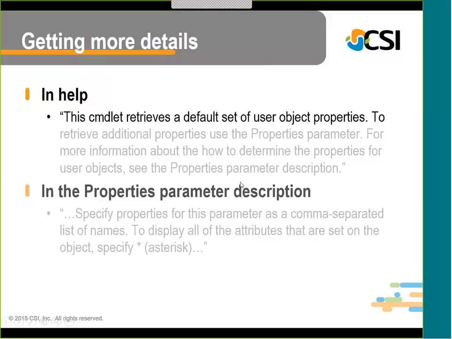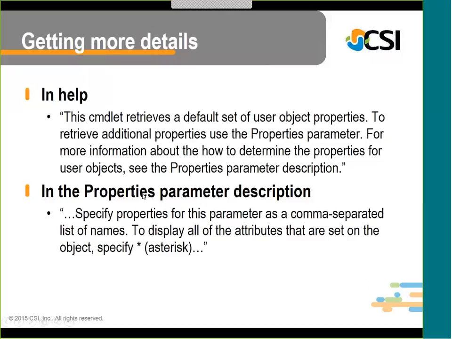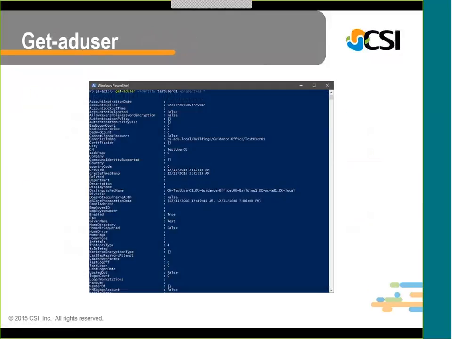So if I look at the help file again, looking for the properties parameter description, it says that you can specify the asterisk to find out what other properties are there. And so when you do that, it looks like this. And then you get a significant amount of more information.